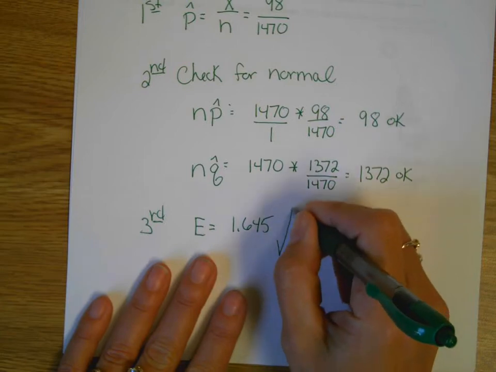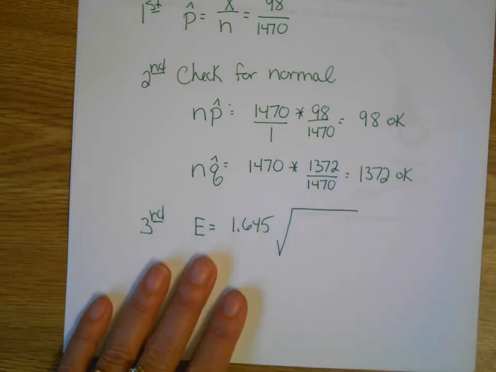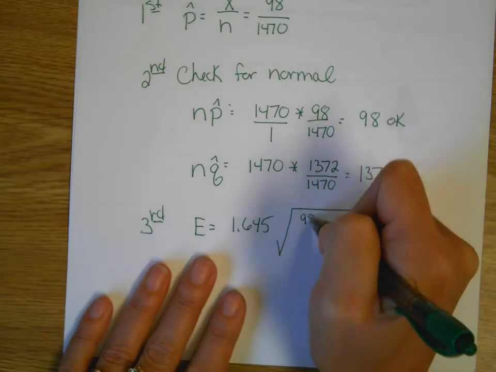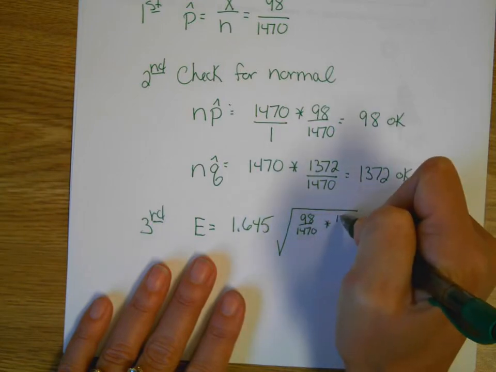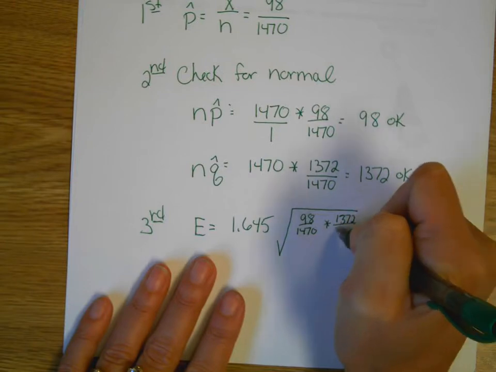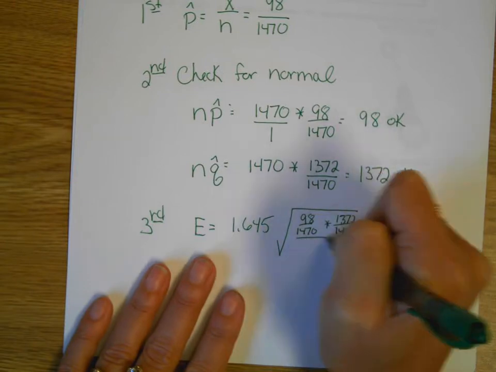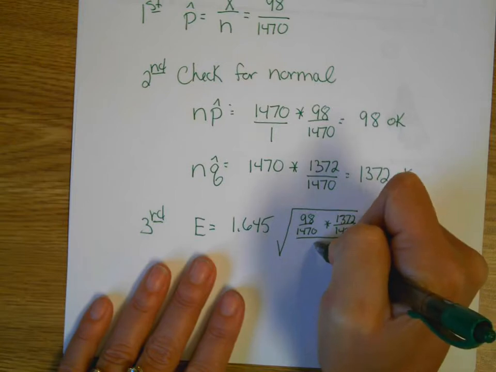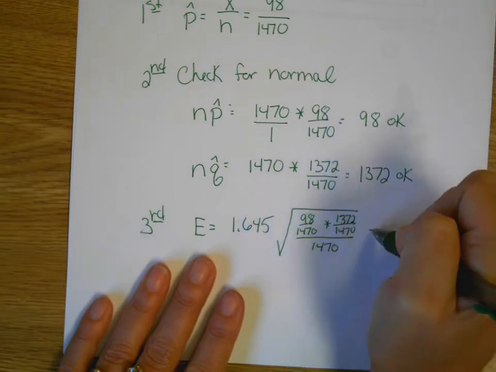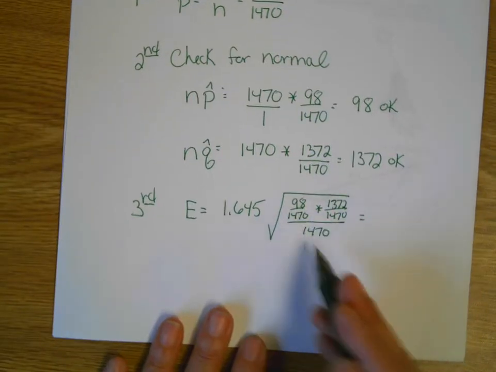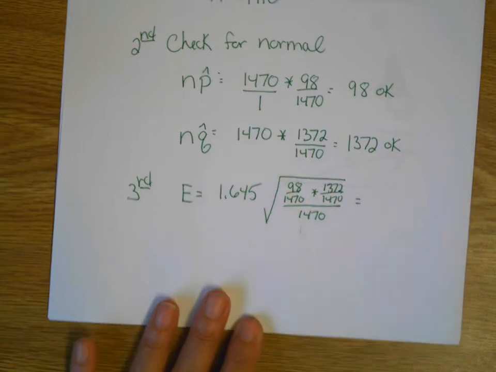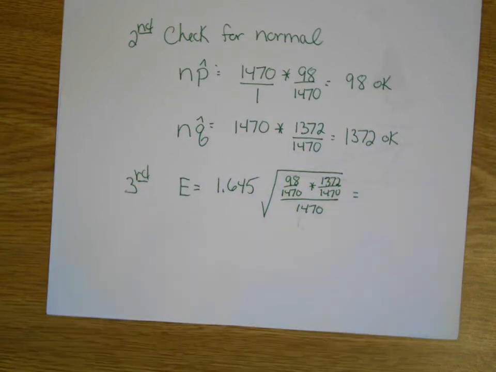And then we're going to multiply that by the square root of p hat times q hat. So that's those two fractions. This is more of a calculator challenge than anything. And then divide by the sample size, n, right? Yep, 1470. I would try it on your calculator. I would do this part first. Do all that multiplying, then square root that answer, and come back to multiply by 1.645. See, it's all calculator work. Parentheses everywhere.